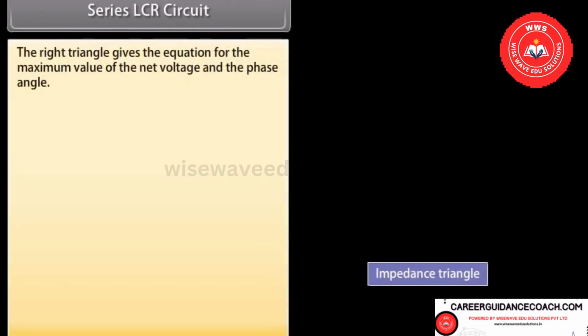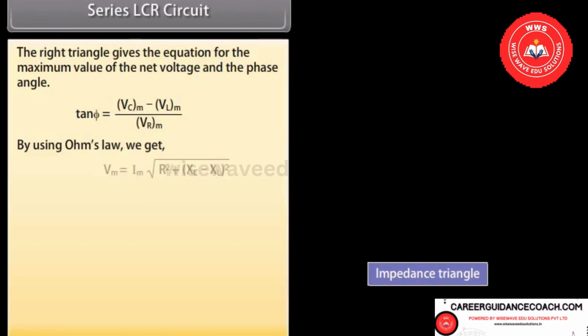The right triangle gives the equation for the maximum value of the net voltage and the phase angle. Tan phi is equal to (VC maximum minus VL maximum) upon VR maximum. By using Ohm's law, we get Vm is equal to Im multiplied by under root of R square plus (XC minus XL) square.